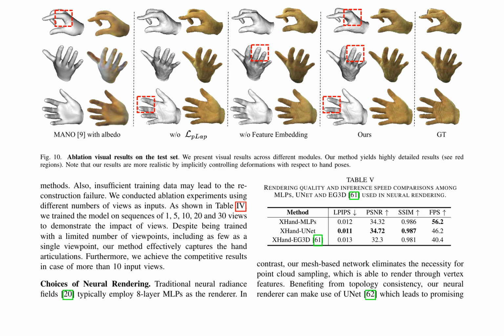The proposed part-aware Laplace regularization effectively reduces surface artifacts without sacrificing details, and the feature embedding modules guide the learning of hand avatars by distinguishing average features and pose features, enhancing the reconstruction accuracy. The mesh-based network eliminates the necessity for point cloud sampling, allowing for efficient and high-fidelity rendering through vertex features.